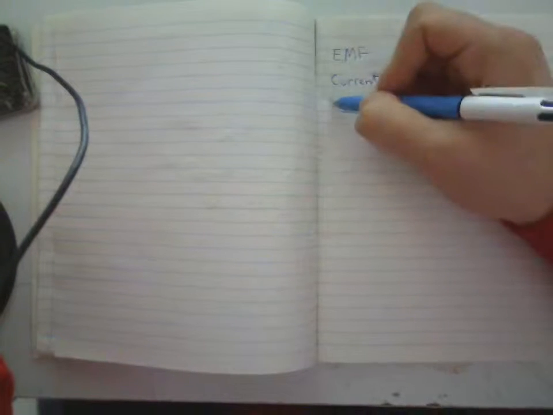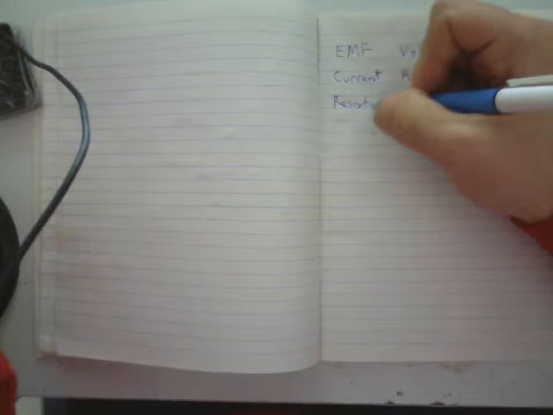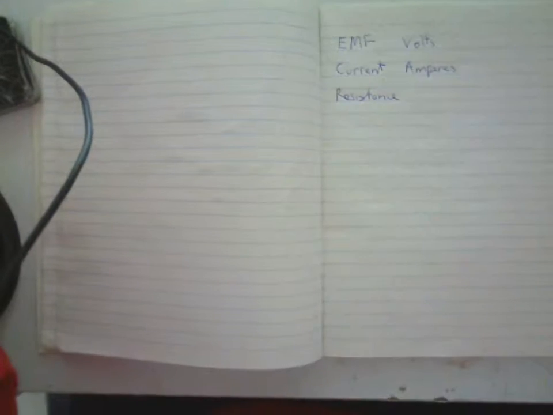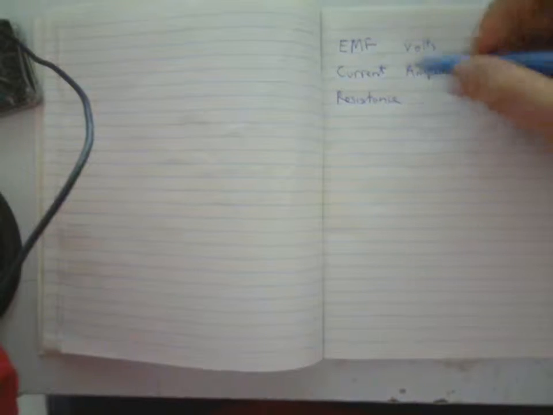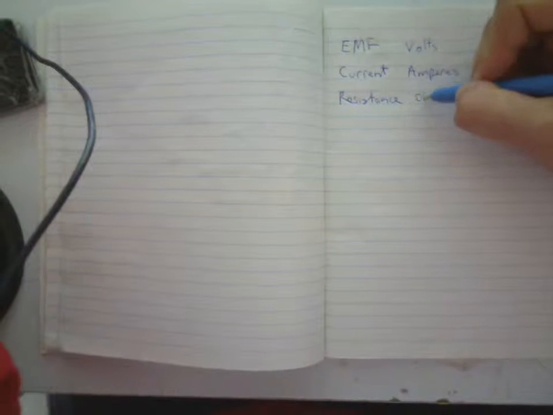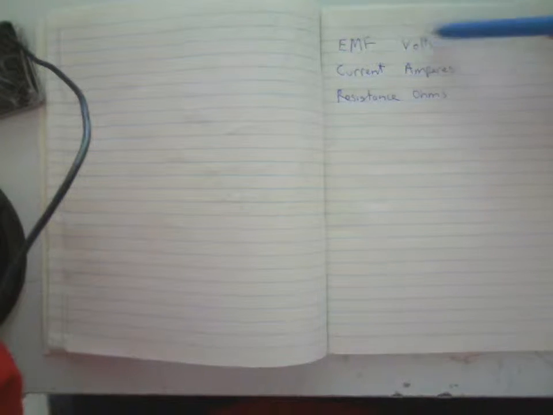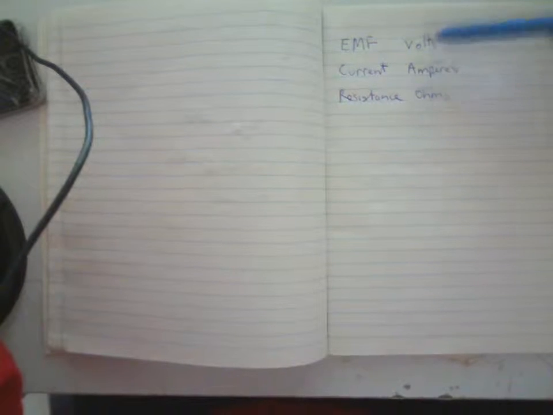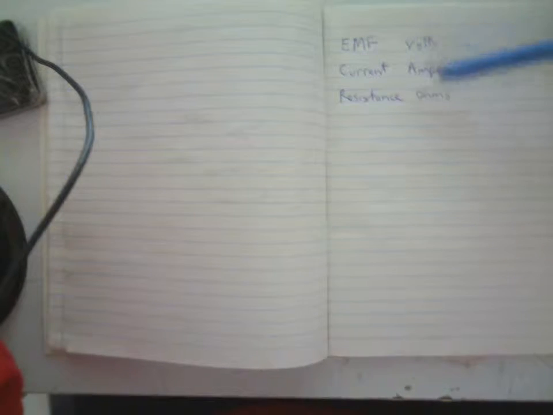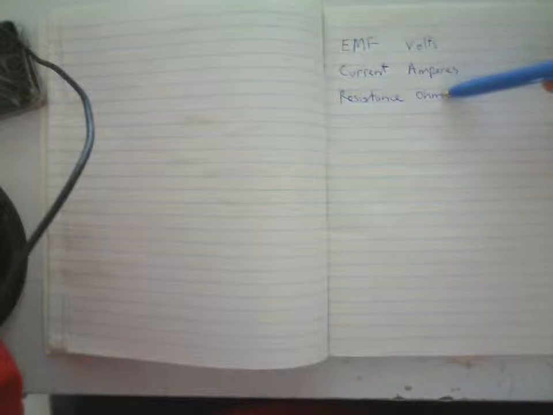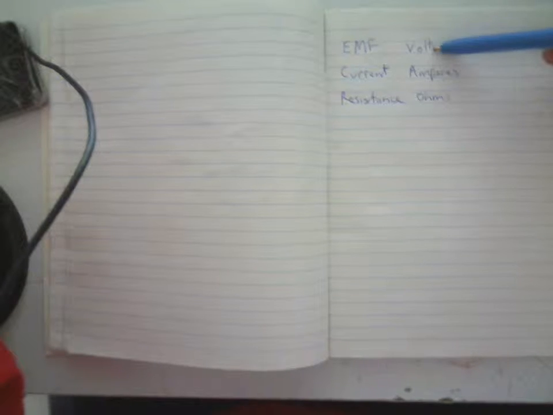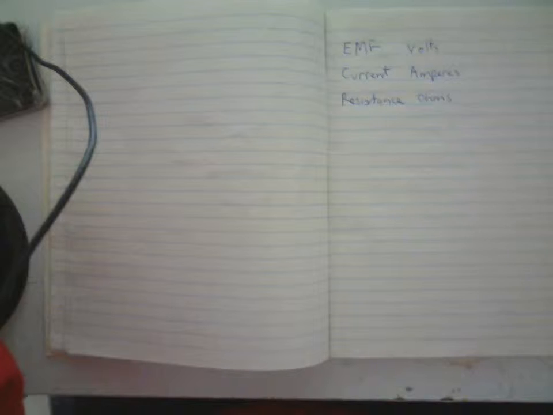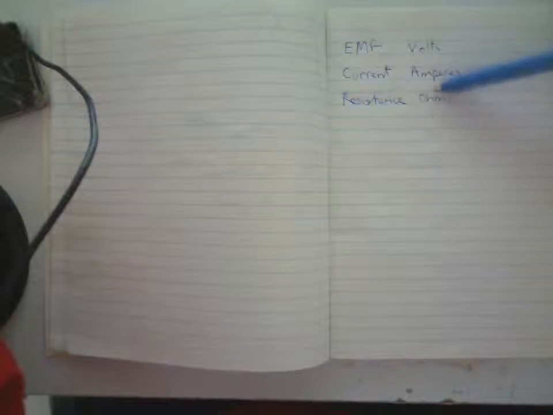And next is resistance, and that is expressed in ohms. Actually, all these units here, there were actual people that were pioneers in electrical and electronic. Ohm was another French guy, and Volta was an Italian guy. So they've got historical roots.